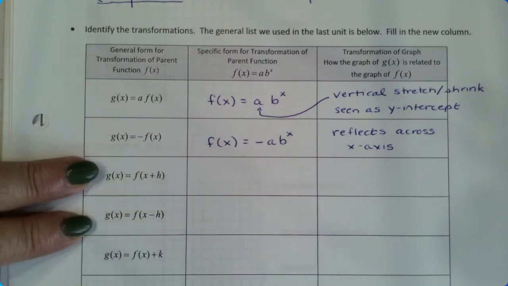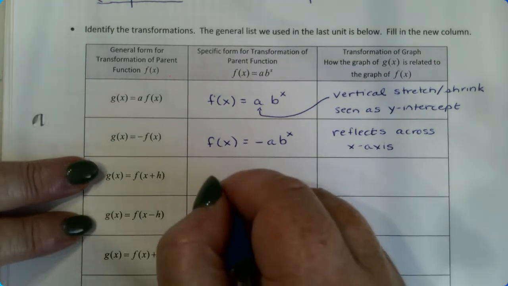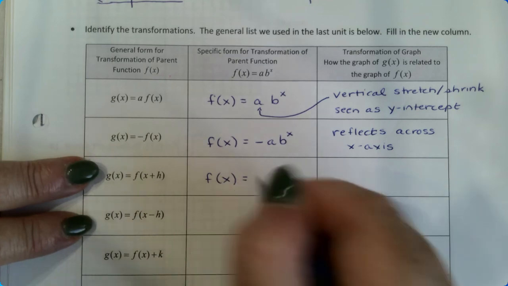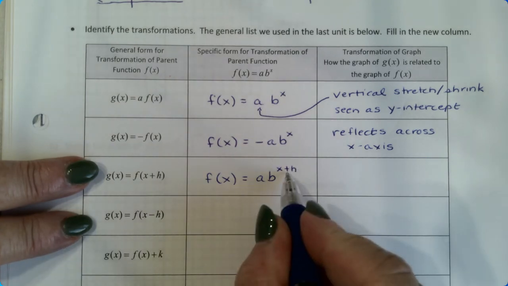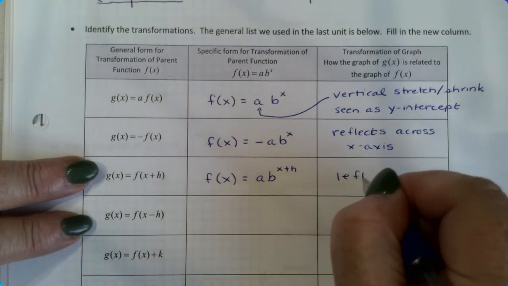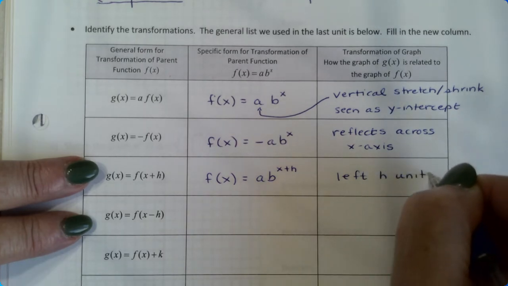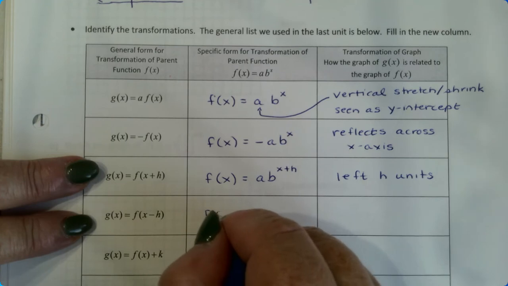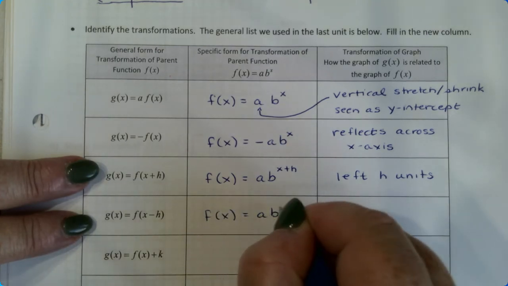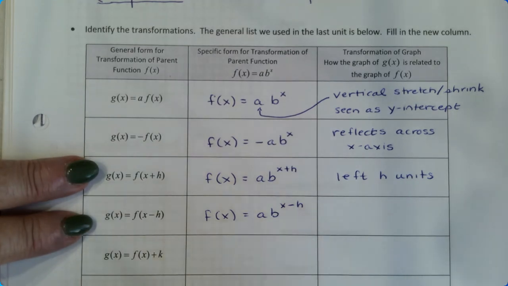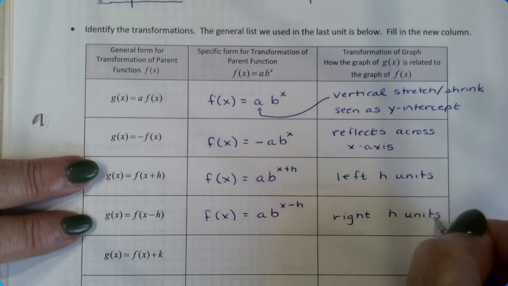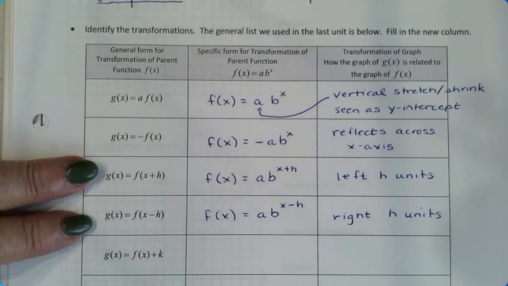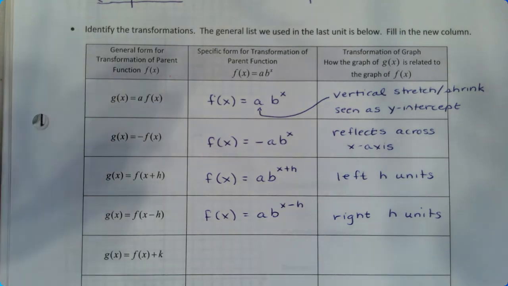If I add or subtract something to the x inside the parentheses, these are my horizontal shifts. So let's see, this would be a times b to the x plus h, which is going to shift us to the left by h units. And if I have ab to the x minus h, that's going to shift me to the right by h units. Again, the same exact thing as it was doing with our polynomial functions. Those transformations of graphs have not changed.